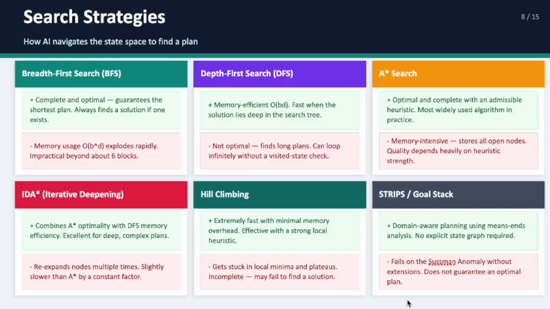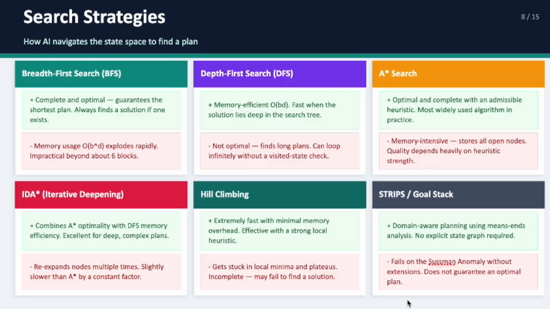Moving on to A star search, it is the gold standard in practice. With an admissible heuristic, it is both complete and optimal. It expands nodes in order of estimated total cost, focusing effort where it's most likely to pay off. Now, moving on to iterative deepening, it solves A star's memory problem by combining it with DFS. It runs multiple depth-limited searches with increasing cost thresholds.